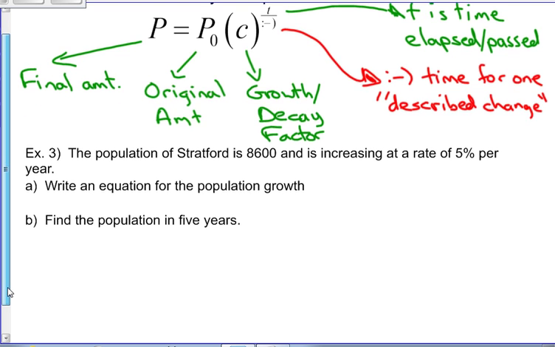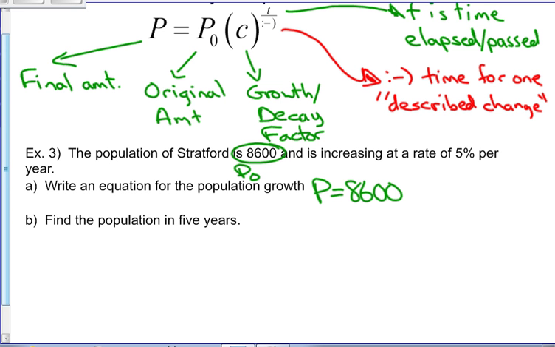Here we go. Let's take a look. The population of Stratford is 8,600 and is increasing at a rate of 5% per year. Write an equation for population growth. So we need to figure out what each of these values are. That 8,600, that's our initial amount. So if I wrote an equation, it would go like this. Population after some time is 8,600.